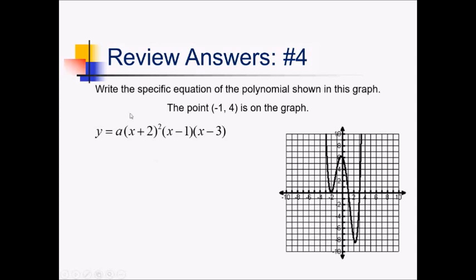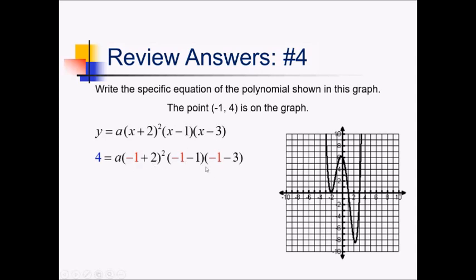At this point, we still need to find what this a value actually is. So to do that, we're going to plug in the point that they gave us, negative 1 comma 4. So 4 is going in for the y right here. And I'm going to substitute negative 1 for all these x's. So I've got a times, and now I'm going to have negative 1 plus 2 squared, negative 1 minus 1, and negative 1 minus 3.